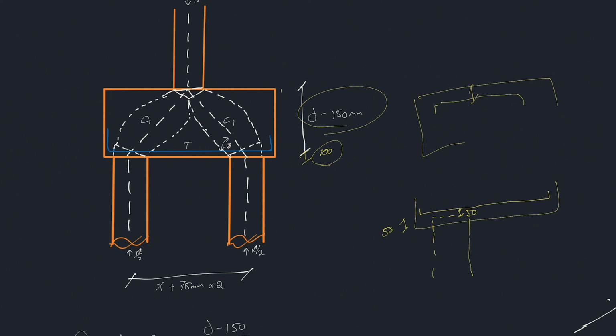You can also assume that this is about 50 mil on the top, so you end up with your total depth minus 150. This actually should be a capital D, which is your full depth over here.